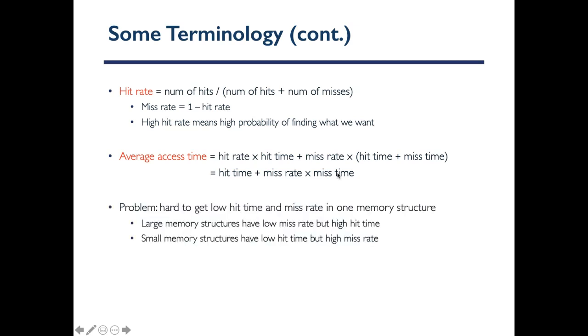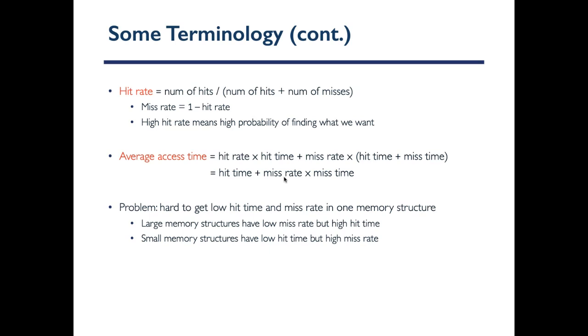Now, if you look at this, we always want this average access time to be as low as possible. So one way to deal with it is to reduce this miss rate, so basically increase your hit rate. One way to do that is to have a bigger cache. If you have a bigger cache, then you can store more data in it, so you will have a better hit rate.